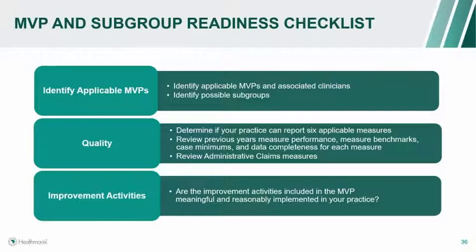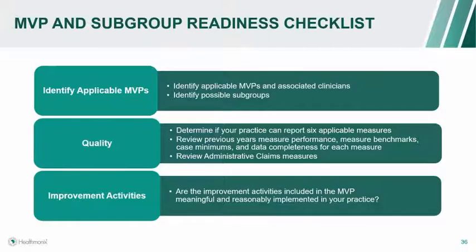And here is our MVP and subgroup readiness checklist. So as you know, MVP reporting will be an optional reporting method starting in 2023. And subgroup reporting will be required if reporting as an MVP starting in 2026. What we recommend is starting by looking at your group and identifying applicable MVPs. So identify any applicable MVPs from that list of MVPs and the associated clinicians, and also identify any possible subgroups.